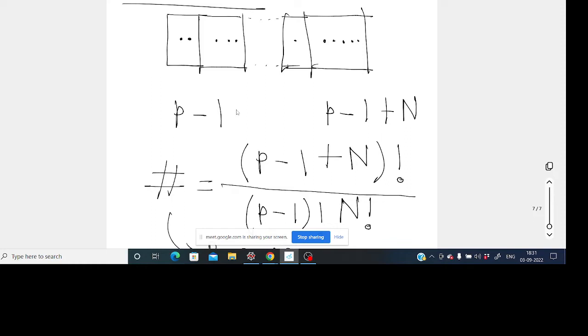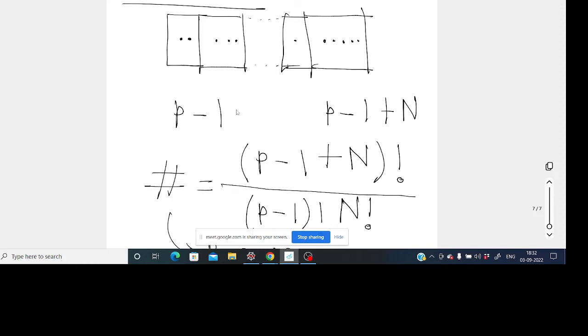I mean, you can place one boson here or no boson also here, or any number, I mean, not infinite, the total number is n here. So you can also place n bosons here, in one energy level. So they can be distributed in p plus n minus 1 factorial number of ways.